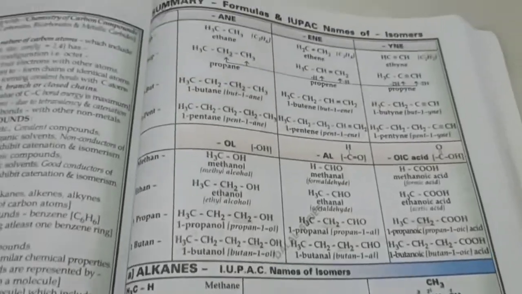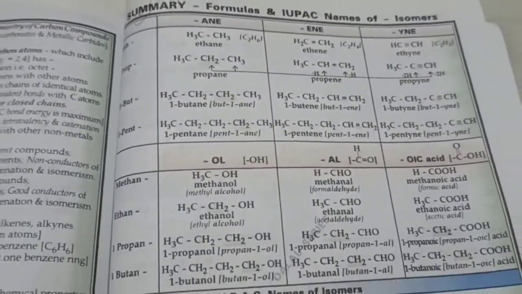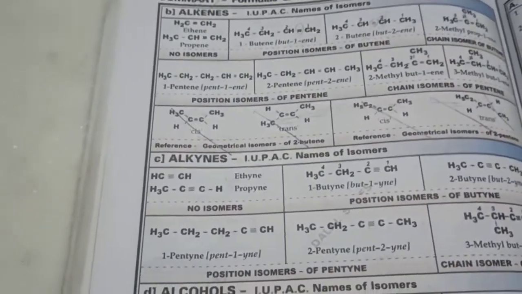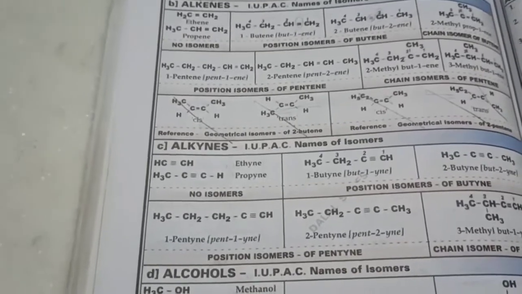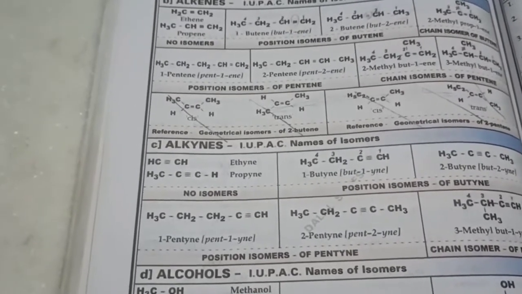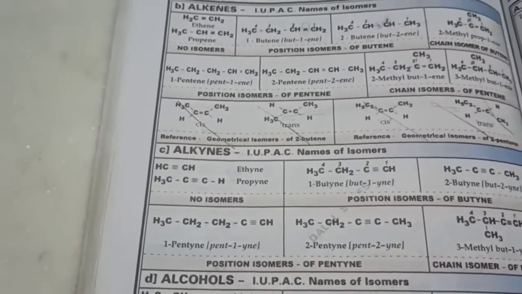So again, coming back to the summary. For this chapter, these 2 pages of summary, that is 247 and 248, are very important, and you need to practice all the formulae with the names of these 2 pages. Not only the equations, but even these formulae are important.